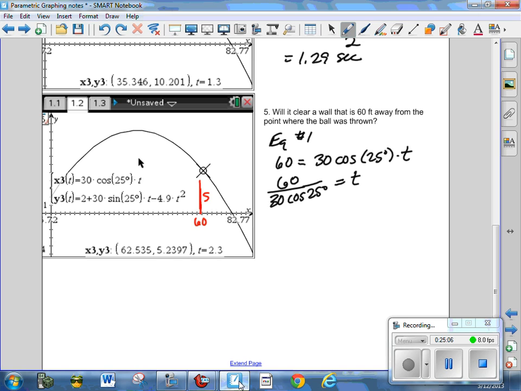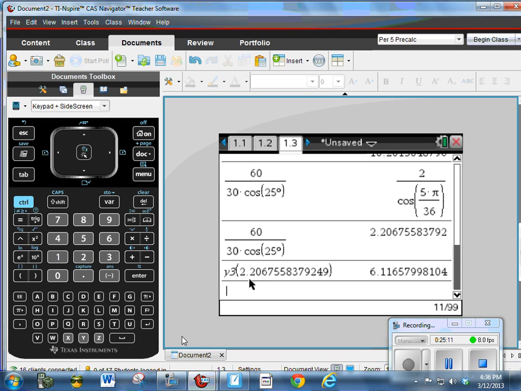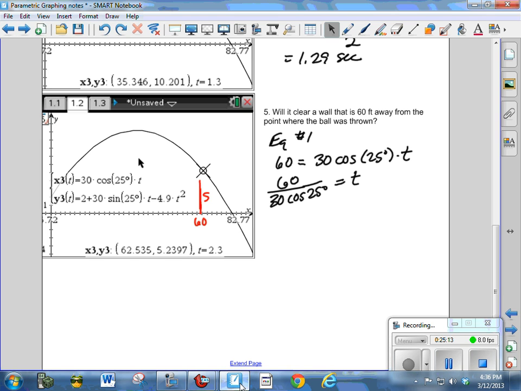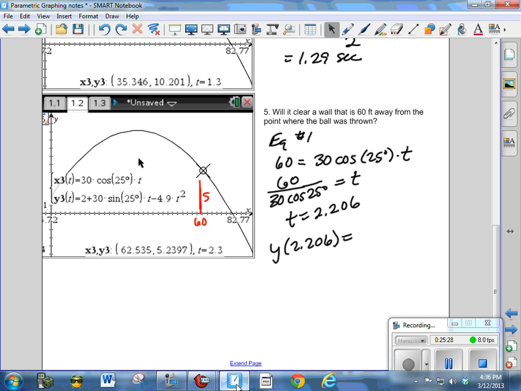This was, oh gosh, I forgot the number already. This was 2.206. So t equals 2.206, and then if we do y of 2.206, what did we end up with? 6.1165, so about 6.12 meters. So basically we're saying here that we clear the fence by over a meter with no problem.